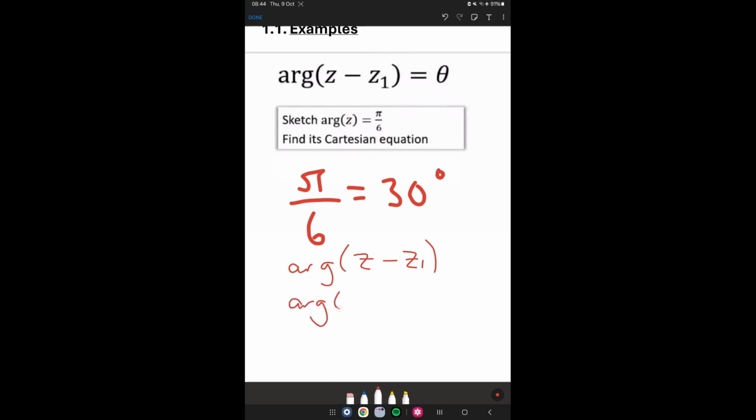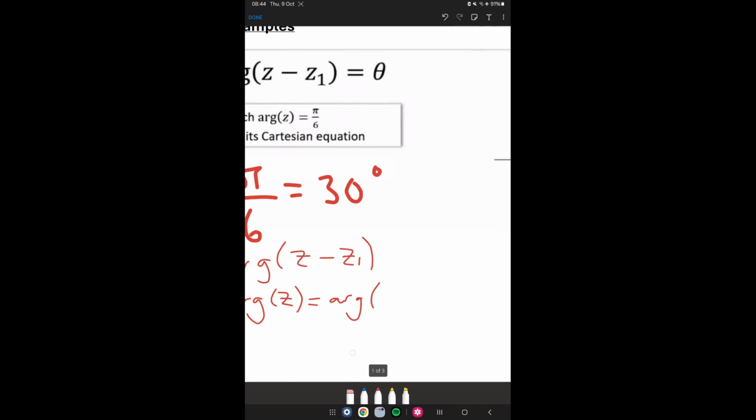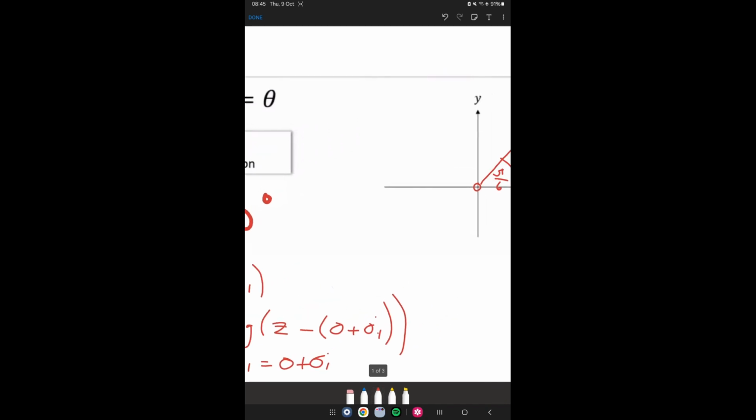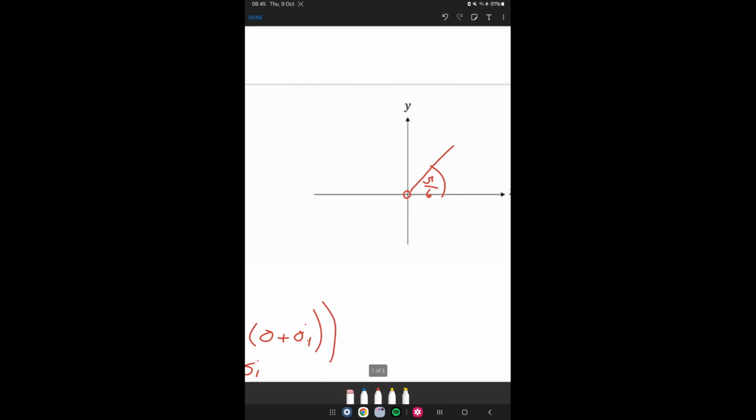So arg of z is the same thing as saying the argument of z minus 0 plus 0i. If you think about it, so therefore z1 is just 0 plus 0i. So basically where z1 is, you're going to draw a circle around that, because z and z1 can't be the same thing. So z can't equal z1, or else you're not going to have a line. It's not a line, so therefore you can't have an argument, and you can't have a line there.